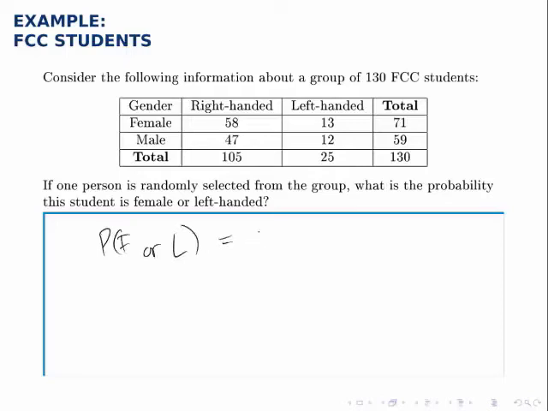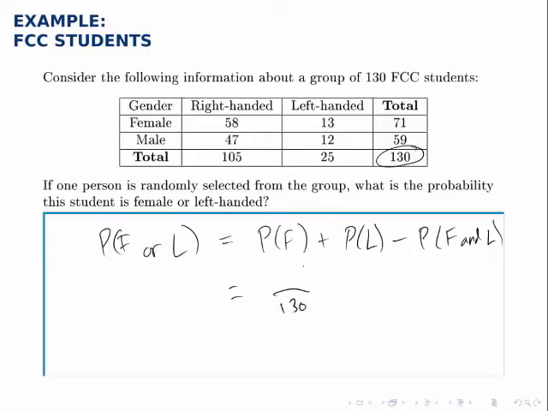And again, an OR probability is the sum of the individual probabilities minus the overlap. Again, we have to worry about subtracting off the overlap in this case because these are not mutually exclusive. In other words, our randomly selected student could both be female and left-handed. We're randomly selecting from a group of 130 students, so that's going to be the denominator on each of these pieces.